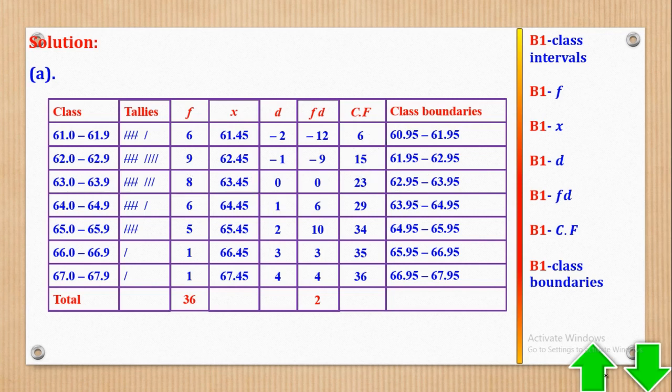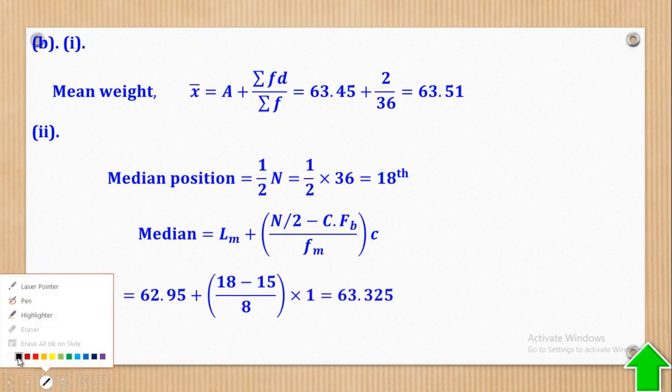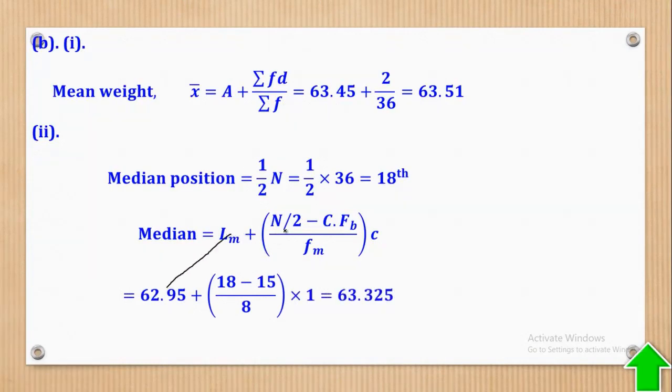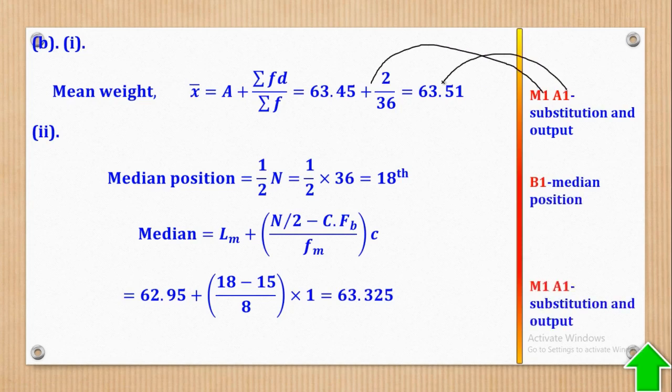So you come and substitute those values in our given formula. When I substitute, this one is the lower class boundary of the median class, this one is the position, which was 18, cumulative frequency before was 15, frequency of the median class was 8, class width was 1. So in the end I'll come up with 63.325. So this M1 is for the substitution, A1 for the output, B1 for the median position, M1 for substitution, A1 for the output.